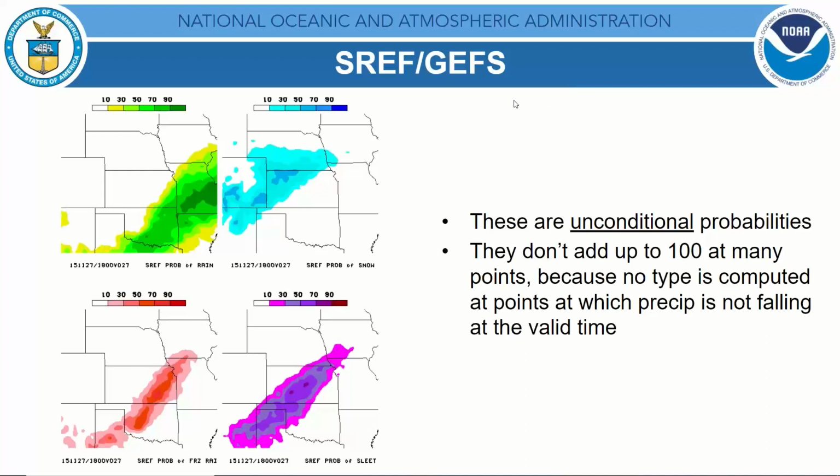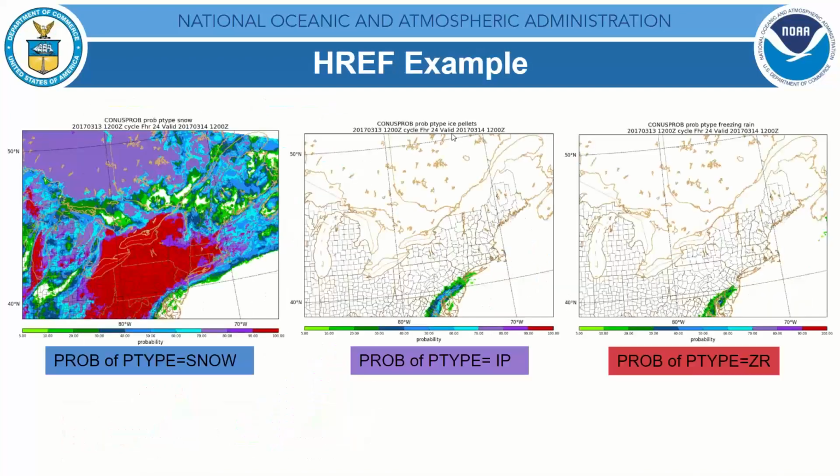So they won't add up to 100 because no type is computed where precipitation is not falling at the valid time. So they're not going to automatically add up, but what you look at is kind of what's the dominant type. In this case, it's rain over Missouri, snow across northwest Kansas, and you've got kind of freezing rain and sleet in between those two areas. So that's how you kind of look at those.